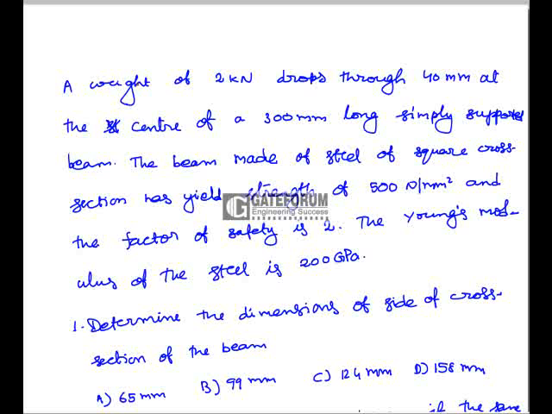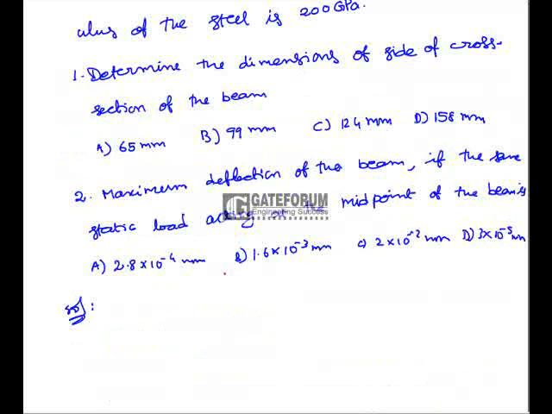Here it is a linked answer question. It consists of two questions in such a way that the second question's answer depends on the first question. The first question is: determine the dimensions of the side of the cross section of the beam. The second question is: what is the maximum deflection of the beam if the same load acts as a static load at the midpoint of the beam?